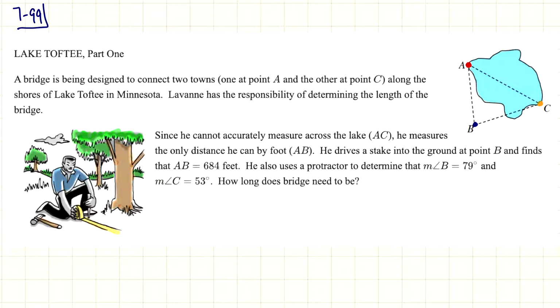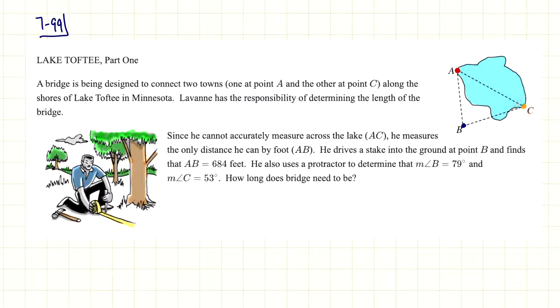So I'm going to get you started, but for the most part, I want you to try to calculate this on your own. All right, so here's the setup. We are looking at Lake Tofty. A bridge is being designed to connect two towns, one at point A and another at point C. So we're trying to connect these two towns.